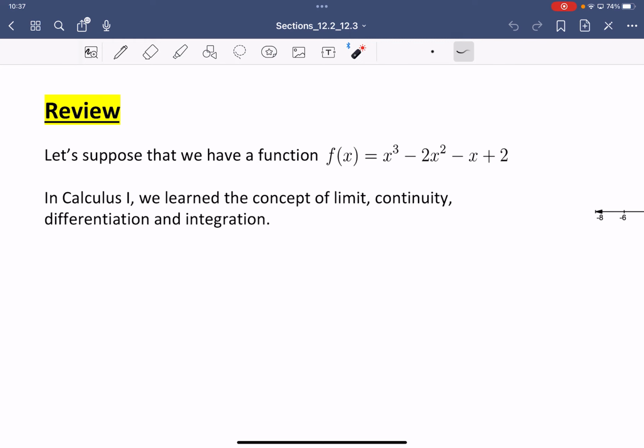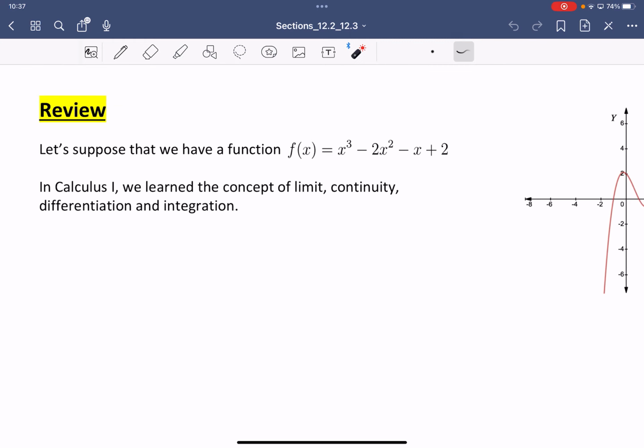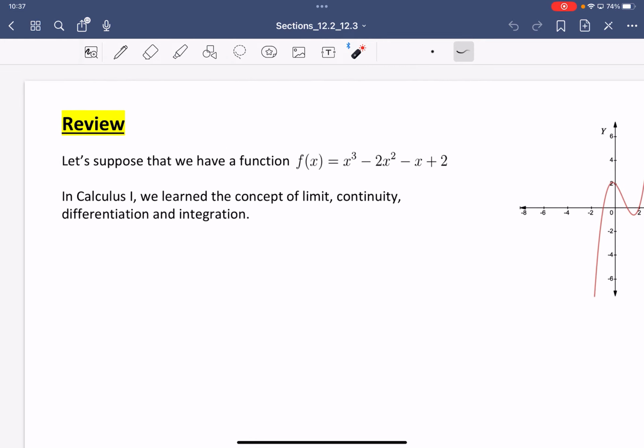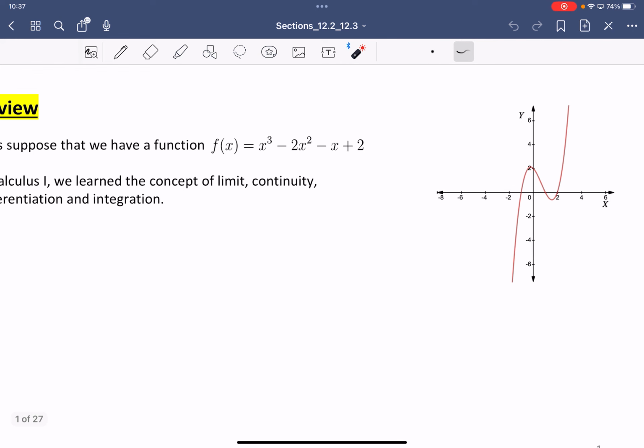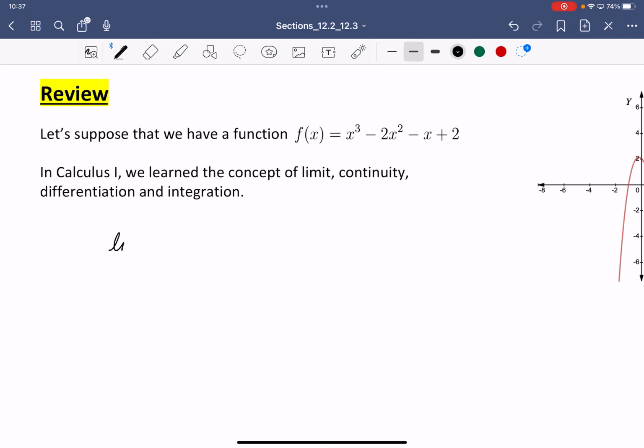Let's suppose that we have a function f(x) equal to x cubed minus 2x squared minus x plus 2. In one dimension, you can draw a graph of this. If you want to, you can use a calculator or Google to plot the graph, or you can use the calculus you learned in Calculus 1. In Cal 1, you learned how to compute limits, right? So you know how to define the limit of f(x) where x goes to a.